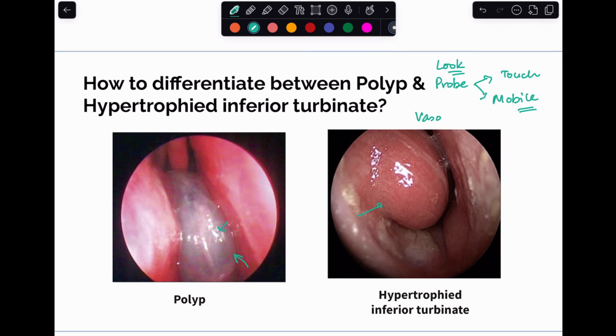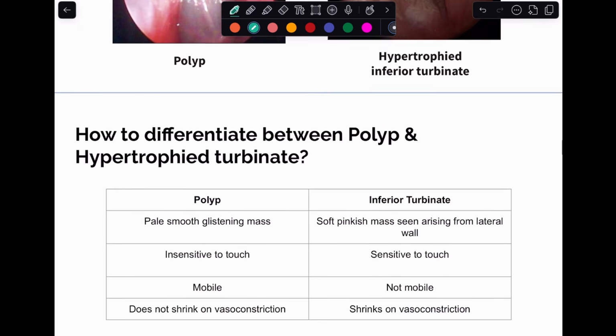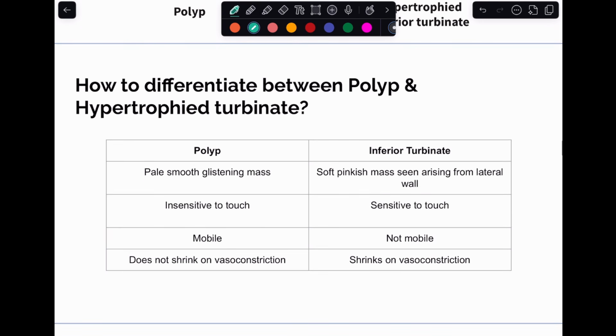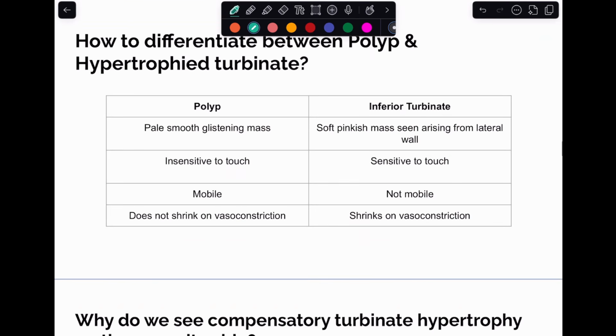Next, we will check whether it shrinks on vasoconstriction or not. When we add a vasoconstrictor, for example, a nasal decongestant, we'll see that the polyp will not shrink on vasoconstriction, whereas the hypertrophied inferior turbinate will definitely shrink on vasoconstriction. So these are the 4 points that you will have to think about when you're asked how you will differentiate whether it's a polyp that you're seeing or a hypertrophied inferior turbinate.